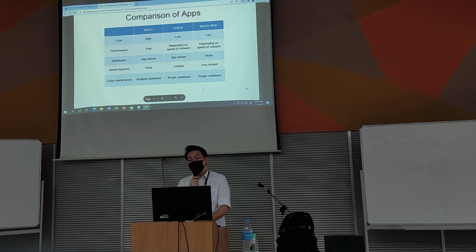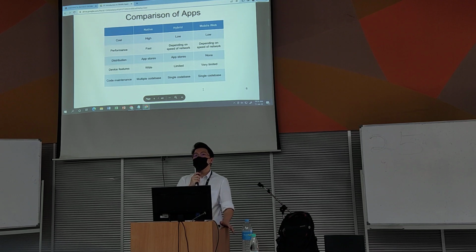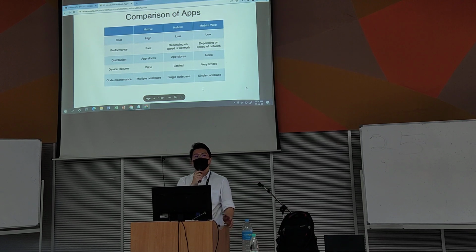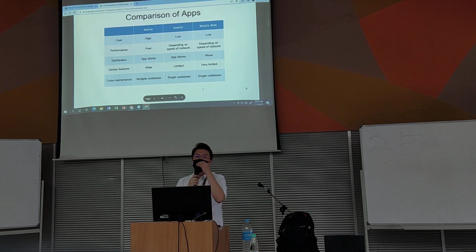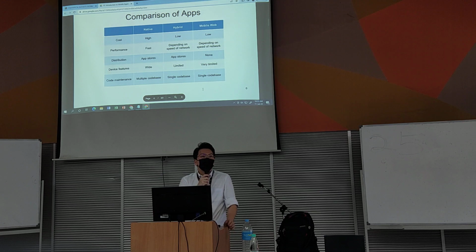Distribution means here how do we actually distribute our mobile app. Both native and hybrid we can distribute through the normal channel, which is Google Play Store, whereas mobile web we don't need to. Why? We just need to type in the address in the URL, then we'll be able to enter the mobile web.